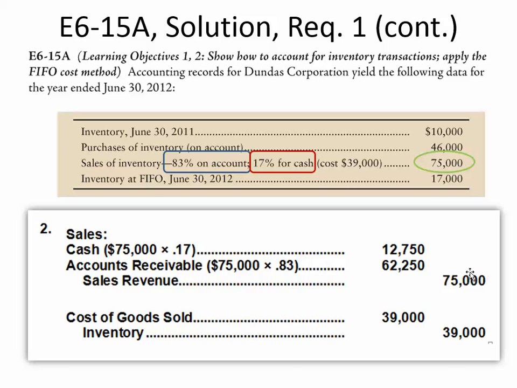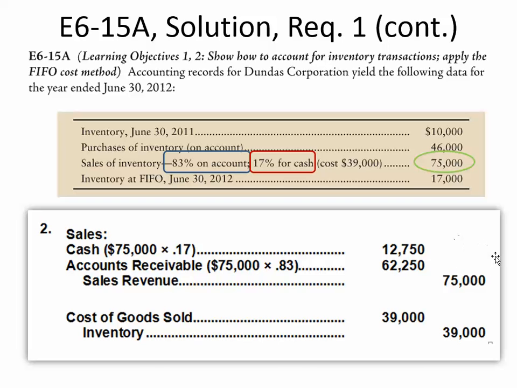We have the $75,000 here. Credit that. Now, we got part of that in cash and part on account. It tells us in the table 83% of that was on account, 17% for cash. So I'm going to take the cash first. 75,000 of the sales times 17% gives me $12,750. Accounts receivable: 83% of the 75,000 sales were on account, so 75,000 times 83% gives me 62,250. Now if I add the 12,750 and the 62,250, I do add up to that sales revenue, so I'm in balance on that first journal entry.